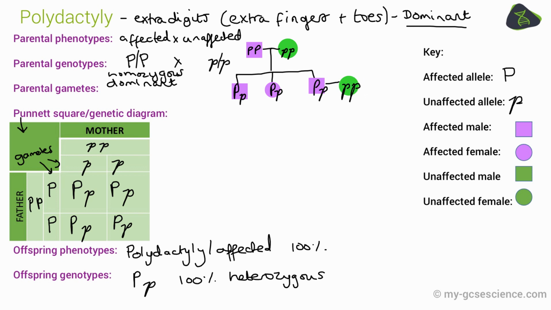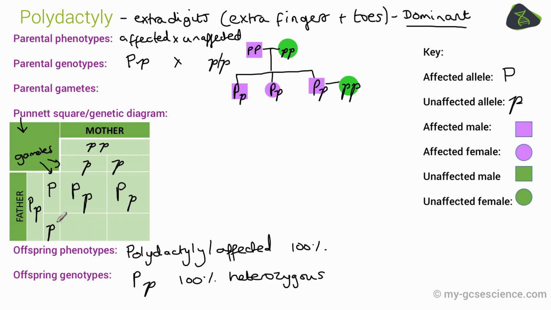We still have an affected male and an unaffected female. However, the affected male is now heterozygous rather than homozygous. Let's correct that here, so lowercase p instead. And as a result, the cross would look quite different. So if this sperm was to fertilise this egg, you would have a heterozygous offspring. If this sperm was to fertilise this egg, again you have a heterozygous offspring.